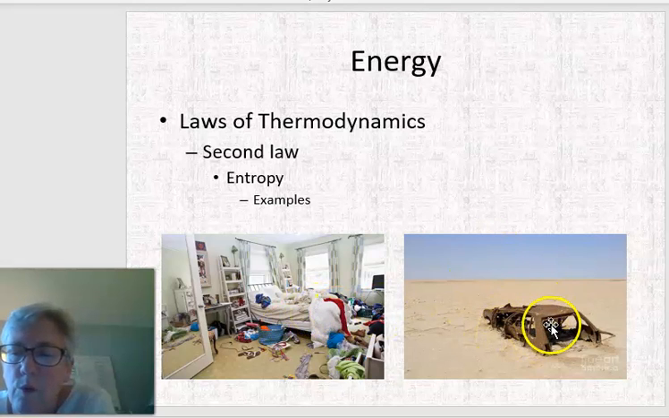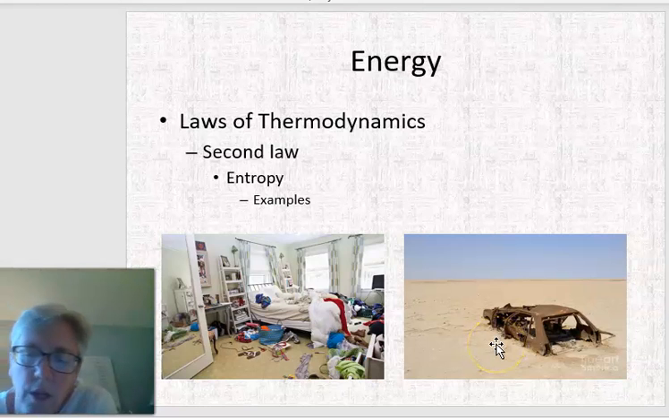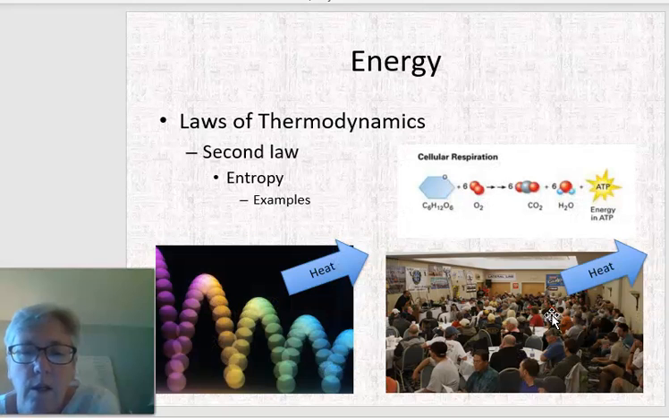Okay, and here's a car rusting in the desert. Okay, so just with the sun shining and transferring its heat on that car, that's a transfer of energy, and the disorder of this car goes up. All right, it's becoming more broken, less ordered. So that is what entropy is. And the second law says every time there's a transfer of energy, the universe becomes slightly more disordered.